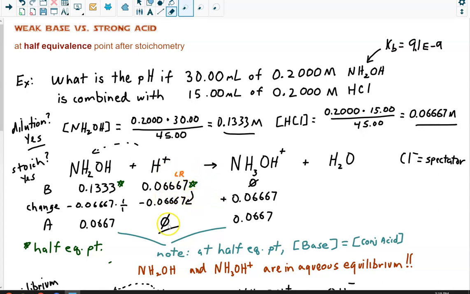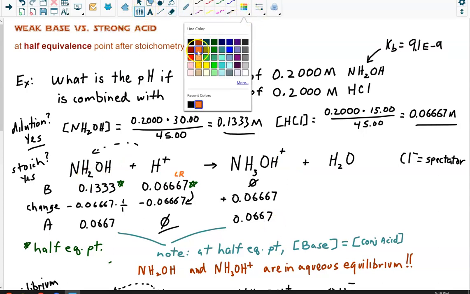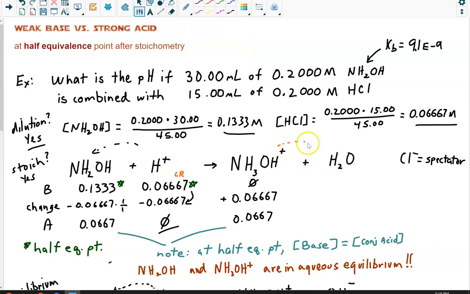So this goes down to 0. This is going to go down by the 0.0667 times the 1-to-1 mole ratio. So that's what it's going to go down. And you see that you've neutralized half of the NH2OH, but you've created that same molarity of its conjugate acid. Remember, this is going to be the conjugate acid of NH2OH. And we'll get to this in a second, but why? Because this guy could do this and create hydronium.